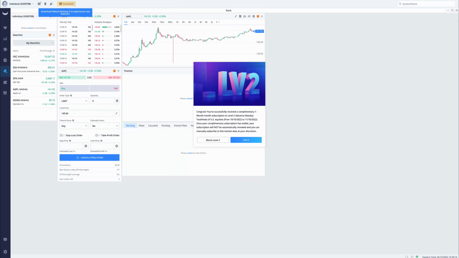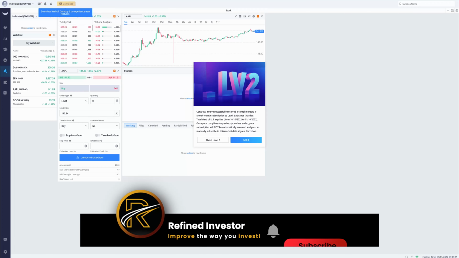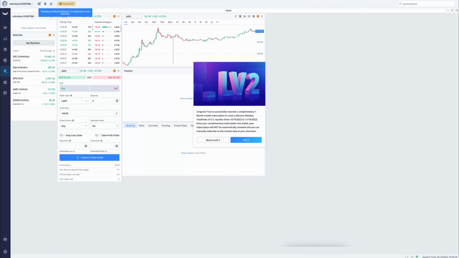As you can see, there is a pop-up saying that we have received a complimentary 1-month subscription to Level 2 Advanced. I like anything that has to do with being complimentary, but if you want to know more about it, click and read the details. Depending on what type of trading you're planning to do, this may be useful. Anyhow, back to the platform.